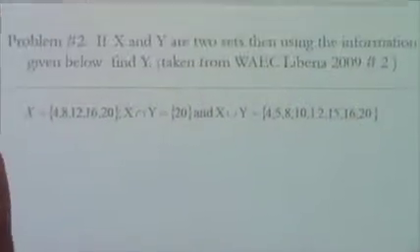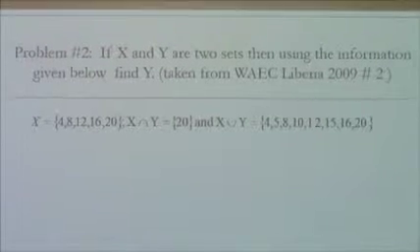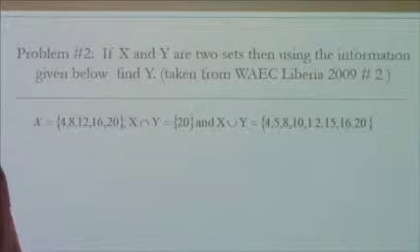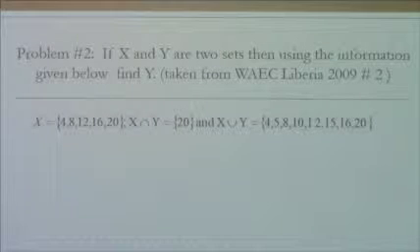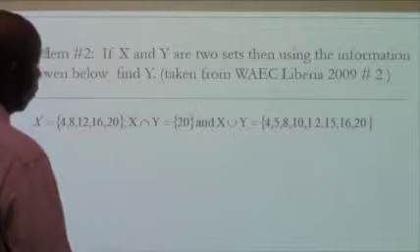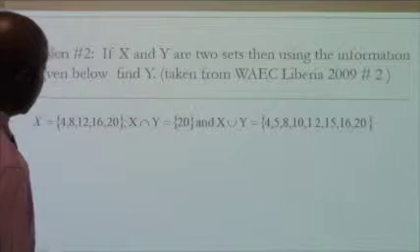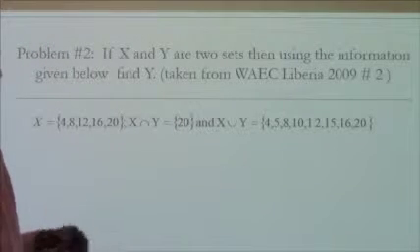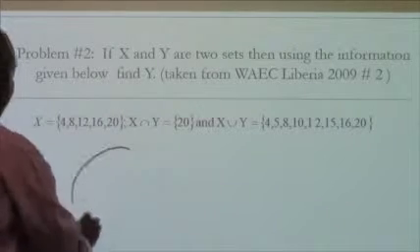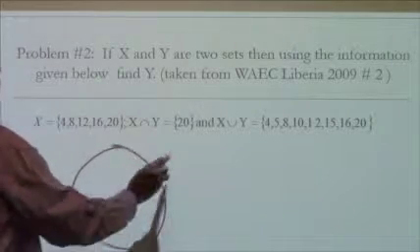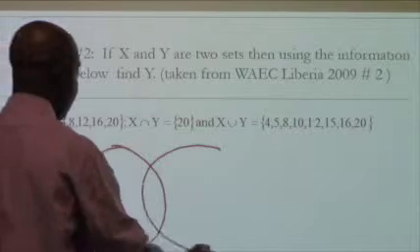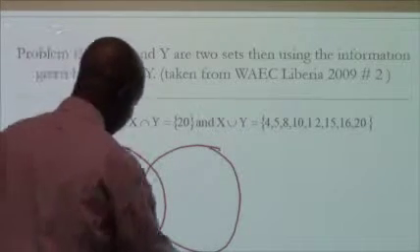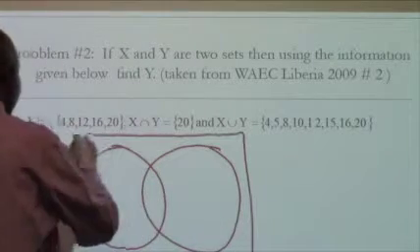Good. Okay. So number 2, it says X and Y are two sets. Then using the information given below, find Y. This problem was taken from WAEC 2009, problem number 2. So they want us to find the set Y. One of the approaches to this is to use what we call a Venn diagram. So let's use a Venn diagram. I should put a box around it.